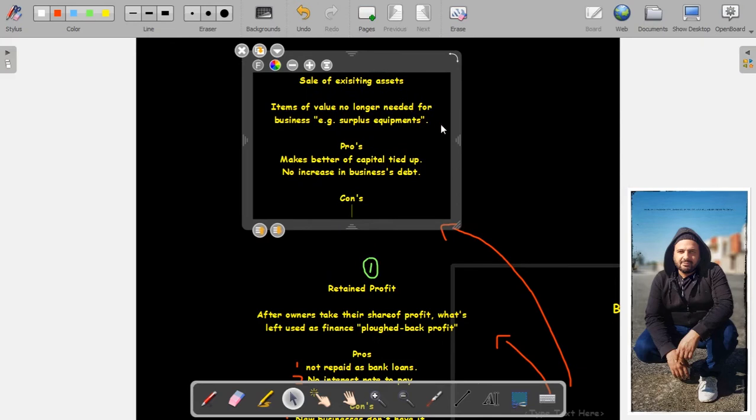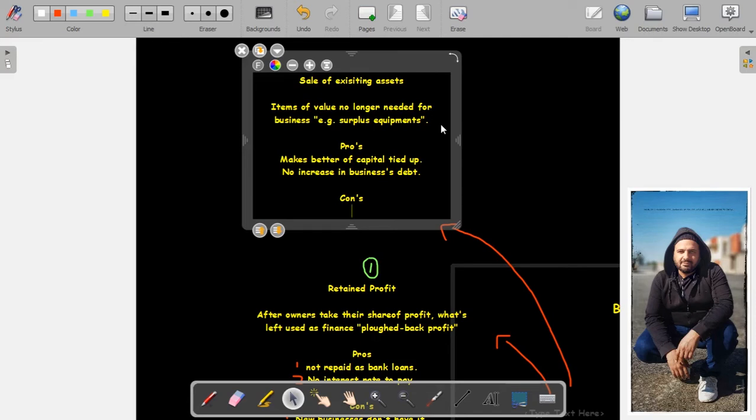Number one, the bad thing about selling these kinds of items that are no longer needed is that there's no certain way to say when they're going to be sold. So the amount raised from them, let's say that you need an immediate amount of money, you cannot count on this method. It takes time to sell these assets.